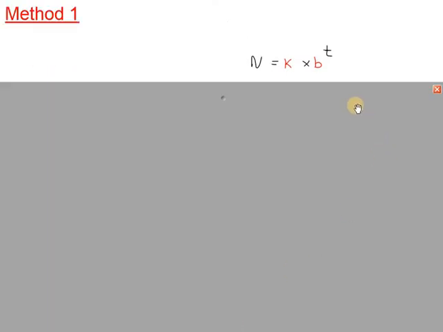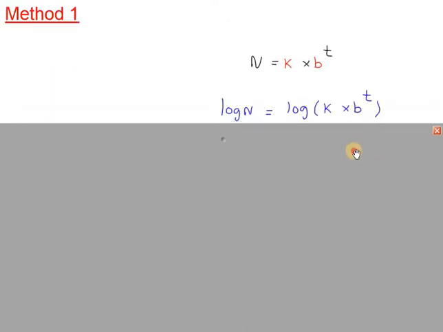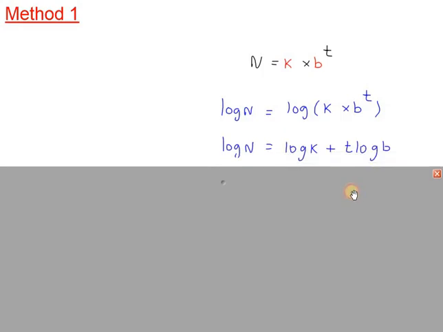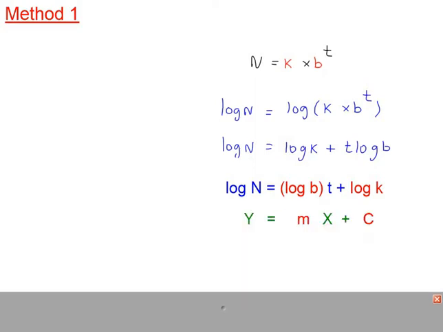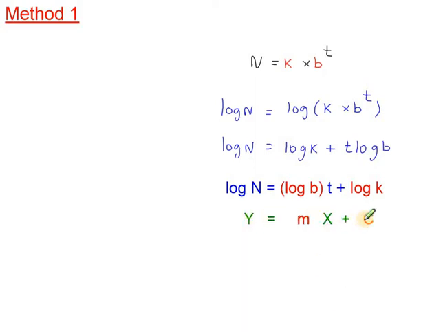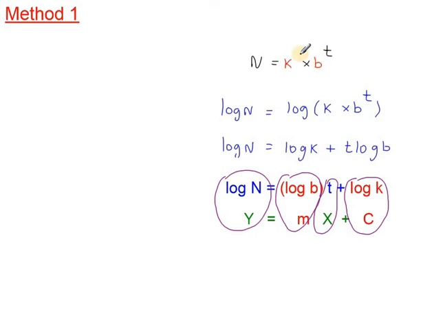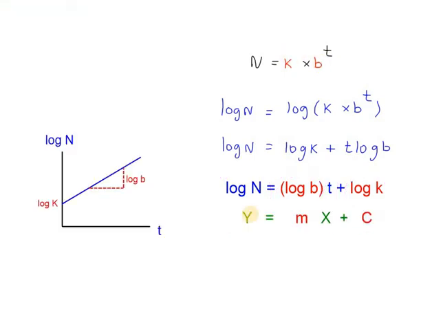So method 1, we start off by taking logs on each side and using some of the laws of logs, and then rearrange our terms into a form that matches up with y equals mx plus c. Now y and x are variables. Log n is a variable and t is a variable. M and c are constants. Log b is a constant and log k is a constant, because the b and the k here are constants.